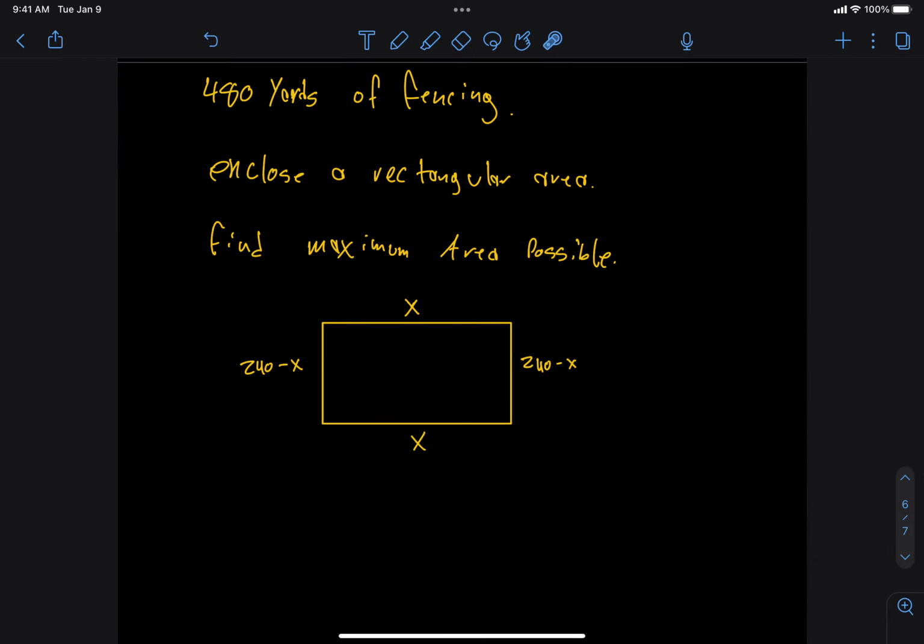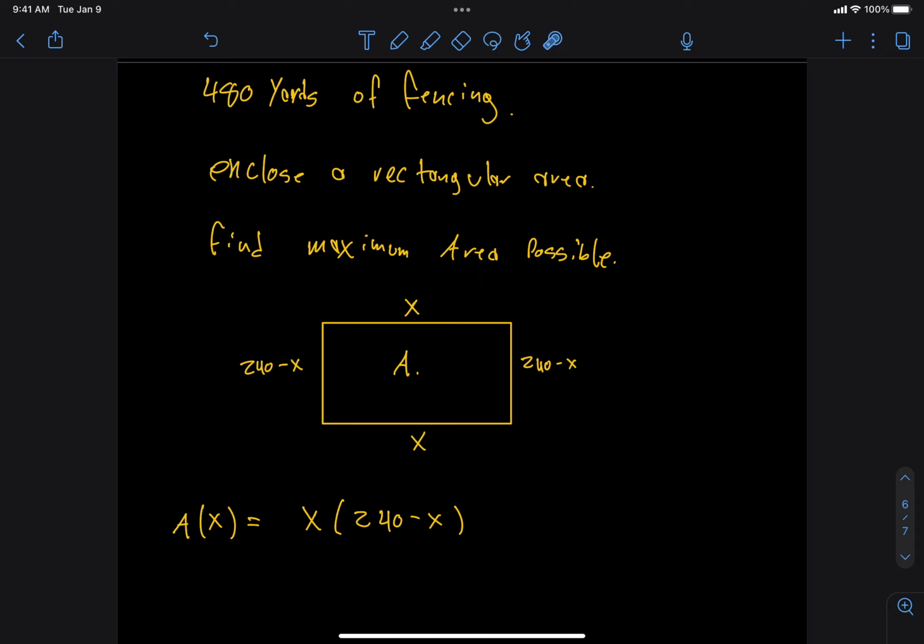So what is the area that is enclosed by our fence? How do I get the area of a rectangle? Length times width. The length is x. What is the width? 240 minus x. So I take those two numbers and multiply them together: x times 240 minus x. That is the area which is going to be enclosed by our fence.